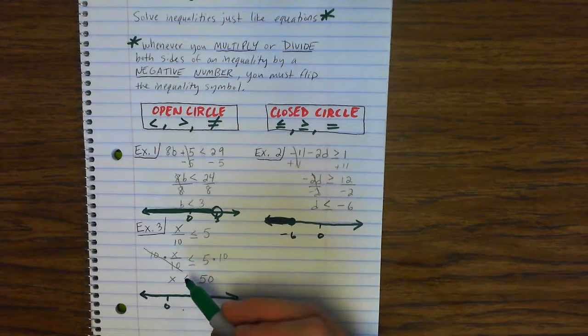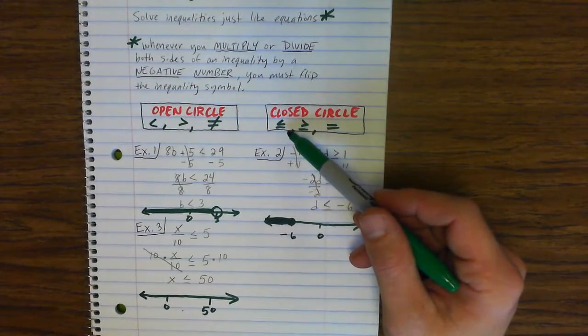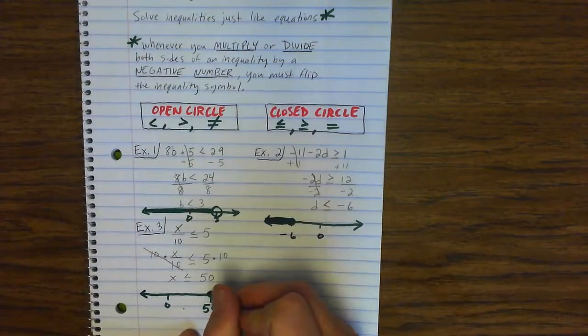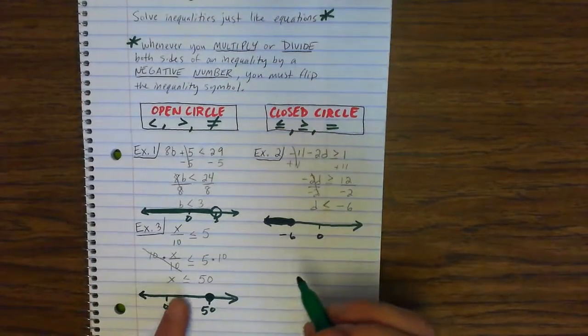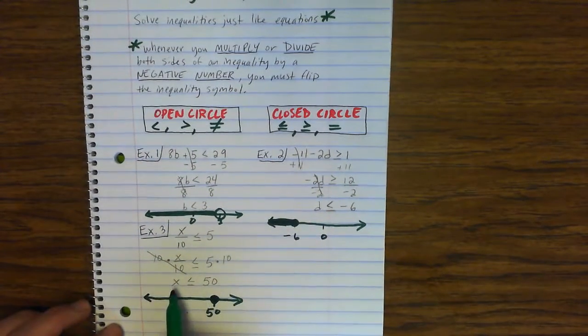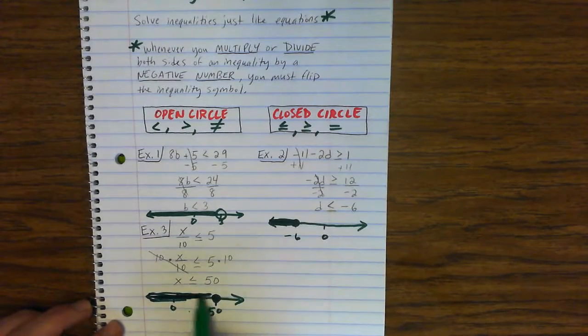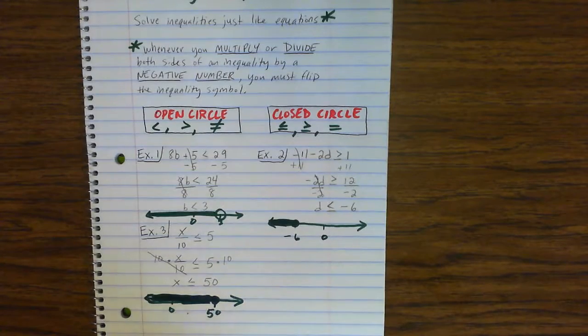Okay, my answer says x is less than or equal to 50. So I look up here, that means I have a closed circle, less than or equal to. Closed circle at 50. We don't know what the solution is, but we know that it could equal 50, or x could be less than 50. I'm going to shade to the left. My answer could be 50, or it could be less than 50. x could be less than or equal to 50. So that's what my graph should look like. Closed circle at 50, shade to the left.